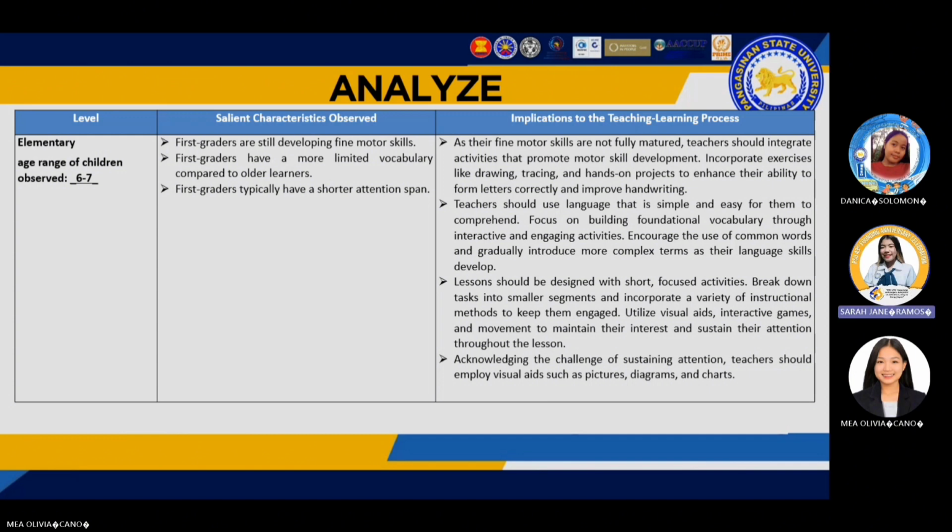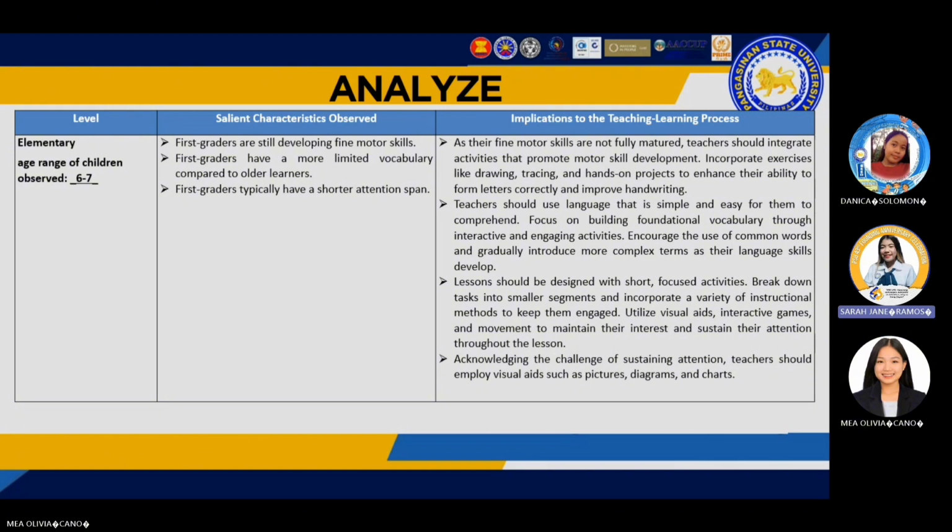An application to the teaching-learning process. The first one is, as their fine motor skills are not fully matured, teachers should integrate activities that promote motor skill development, incorporate exercises like drawing, tracing, and hands-on projects to enhance their ability to form letters correctly and improve handwriting. Since they're grade 1 pupils, kailangan natin na ma-develop yung to create letters like ABC.